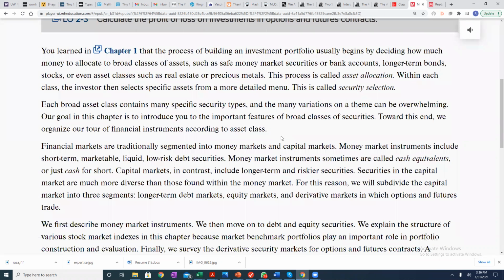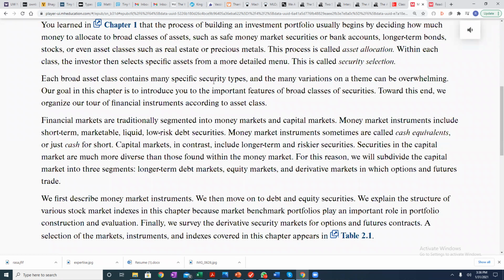So the process of building an investment portfolio begins with deciding how much money to allocate across a broad class of assets, such as safe money market securities or bank accounts, longer-term bonds, and stocks. Each broad asset class contains many separate security types.